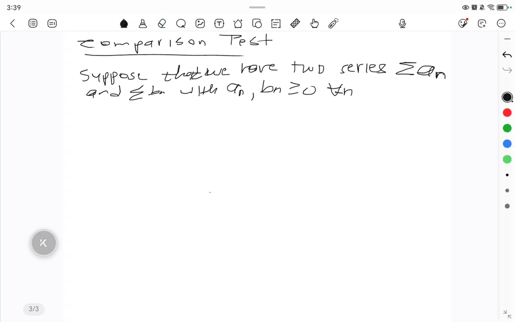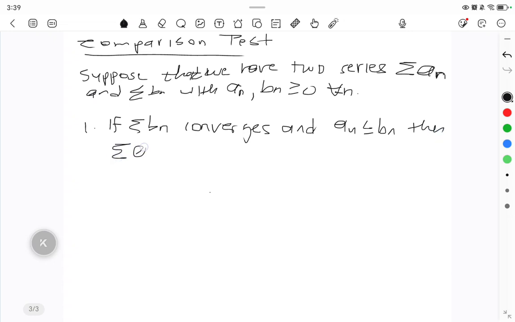So if I suppose this for all n, then the first one is that if the summation of bn converges, and an is less than or equal to bn, then the summation of an is also convergent.